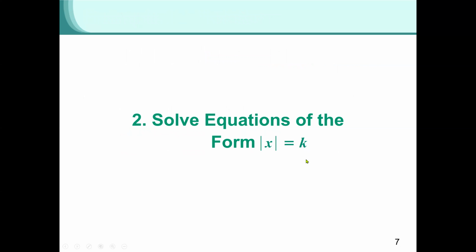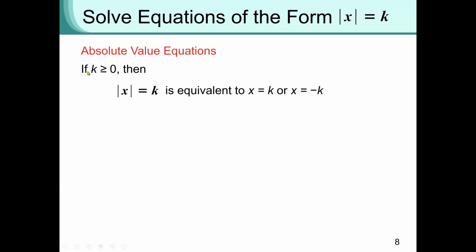So now let's start to solve equations with absolute variables. We're going to start with solving equations of the form absolute value of x equal to k. k can be any value. Here we say that if k is greater than or equal to 0, then the absolute value of x equal to k is equivalent to saying x equal to k or x equal to negative k. Again, we have the definition saying that if I have a variable x in absolute value, the answer has two options. It can be either positive x or negative x, giving us the same k.